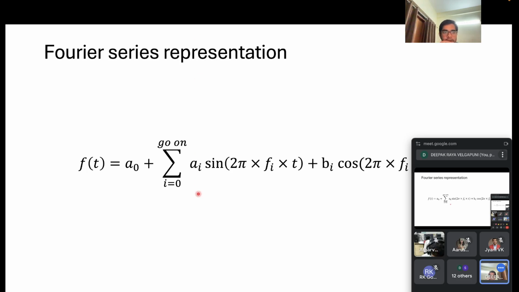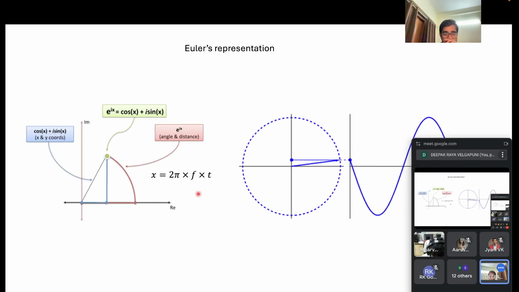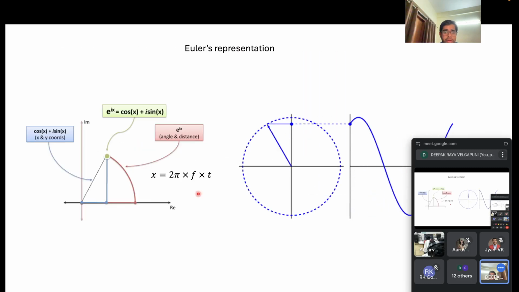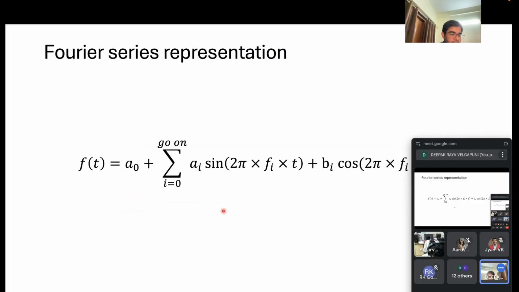Okay. So this is the Euler's representation, and I hope this part is clear. It's not too confusing. It will become more clear when I show how to get frequency in a signal, when I give a proof of how to find these ais and how to relate this with the Euler's representation.